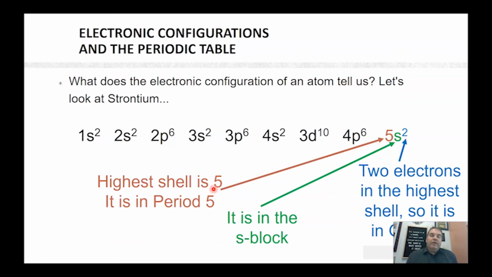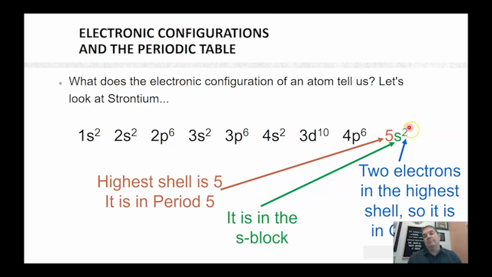The final thing we're going to look at is how, from these subshell electron configurations, you can get information about where an element is in the periodic table. If all we had was this electron configuration here, we would be able to tell that because there's a 5 here, the highest shell is 5, so that tells us the period number. That tells us how many shells there are. This s here, the highest subshell, is the s, so that tells us it's in the s block.